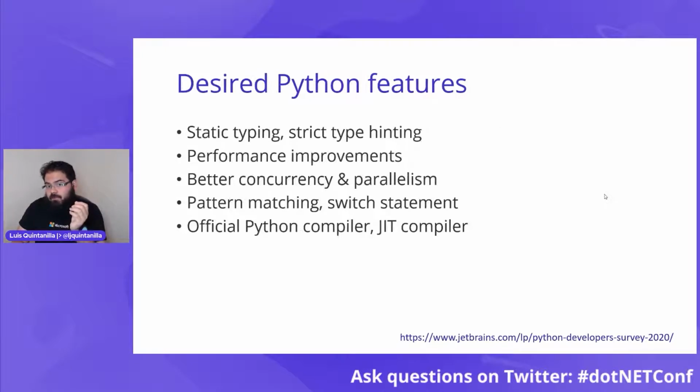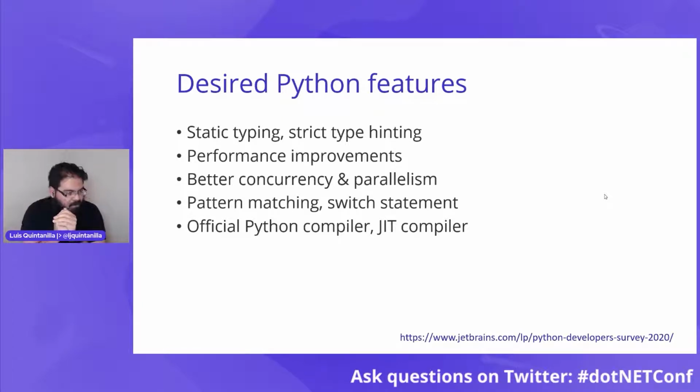However, folks were also asked, what are some things that you would like in Python? What are some of the desired features? And again, this is from most to least important, and these are the top five. And you can see that there's things like static typing, better performance, concurrency and parallelism, pattern matching, and a compiler.